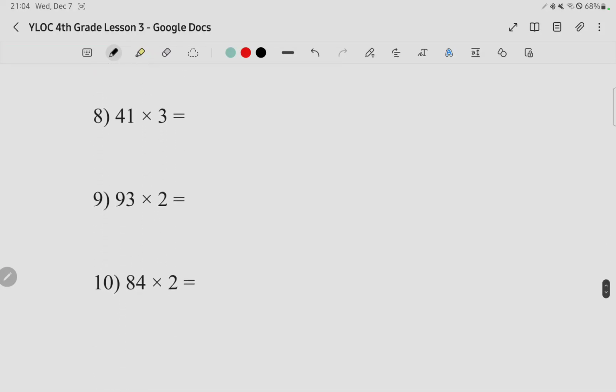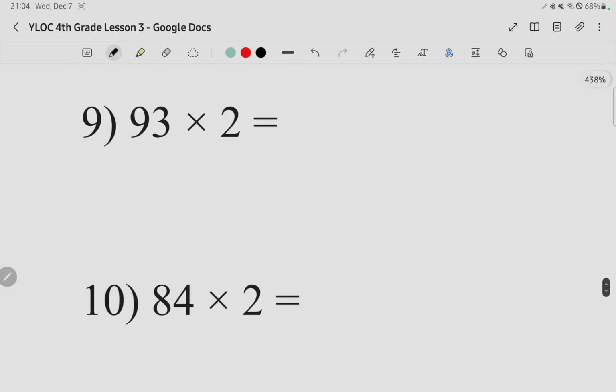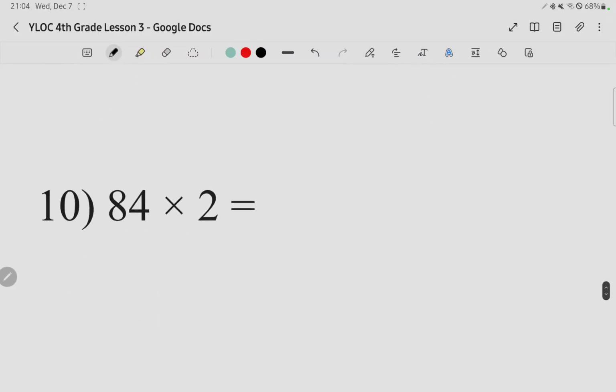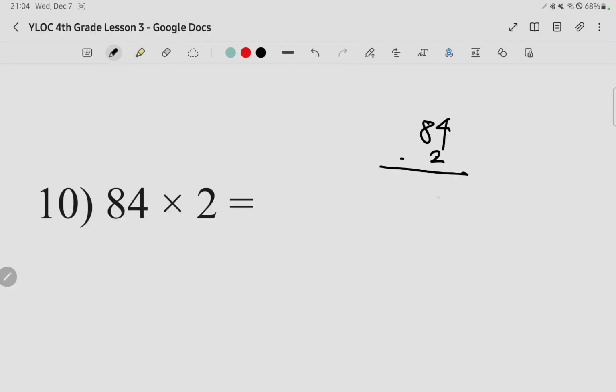Okay, let's do number 9 and 10. If we multiply 93 and 2, then 2 times 3 is 6, and 9 times 2 is 18, so this becomes 186. And 84 times 2, you multiply 2 and 4, which is 8, and 2 and 8, which is 16. So 168.